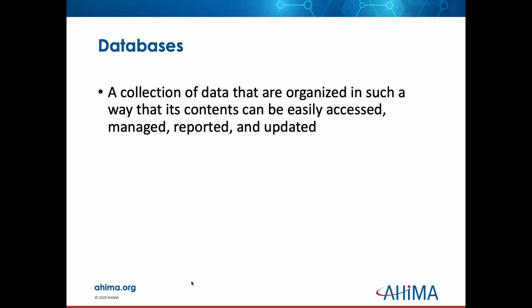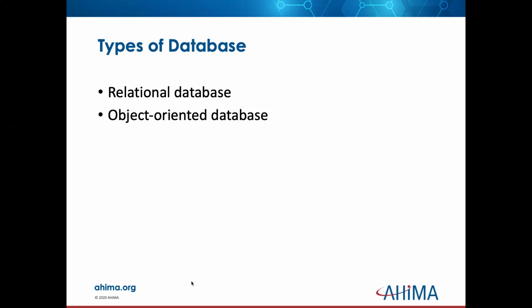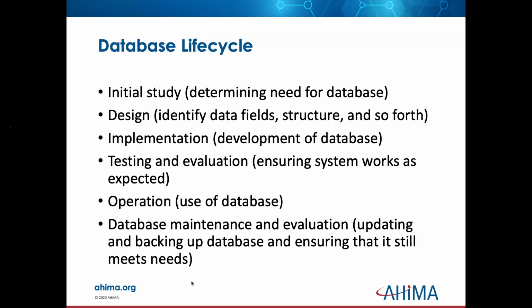Databases. They're a collection of data that are organized in such a way that its contents can easily be accessed, managed, reported, and updated. Databases can be great because you can go in and you can pull multiple elements and put them in a report, and sometimes you can get many databases together in the same system and be pulling all sorts of data together. And there are types of databases: relational and object-oriented. Again, this is covered in your book. There is a life cycle to a database. Did you know that? Databases have a life cycle. When do they start and how do they end? And these are the steps that they go through.